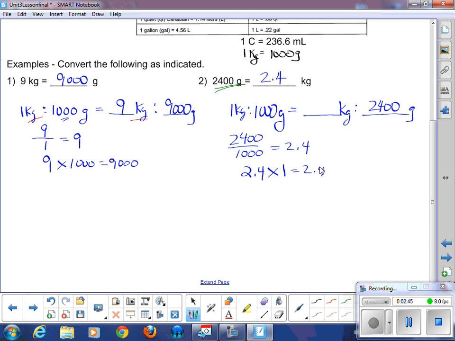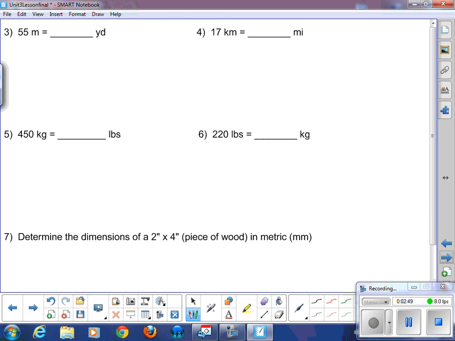So there's how we do our conversions. It's very important that you are comfortable with the process, because, as I said before, yes, you'll be able to Google it, but there are going to be times and places and situations where you're not able to do that. So it's important that you remember the process.